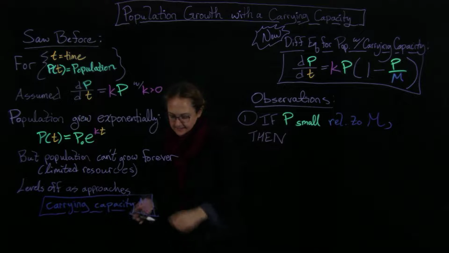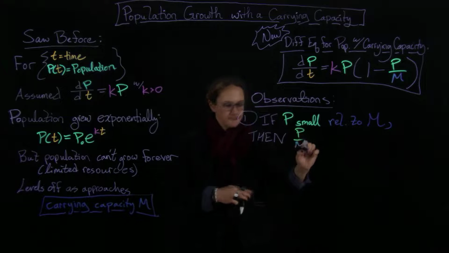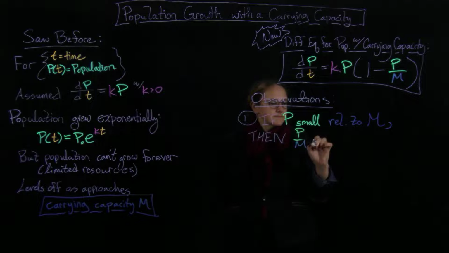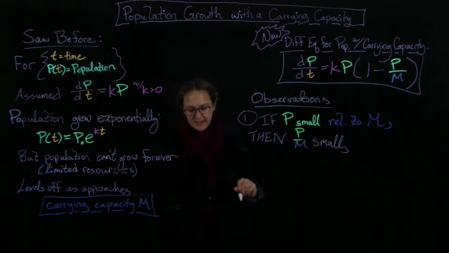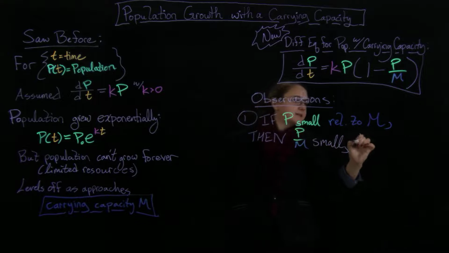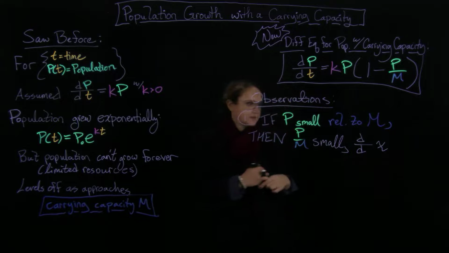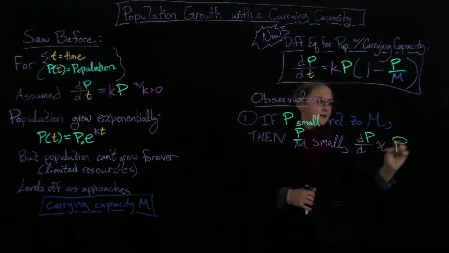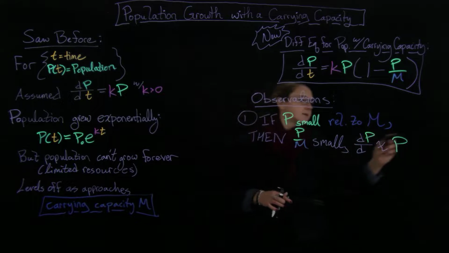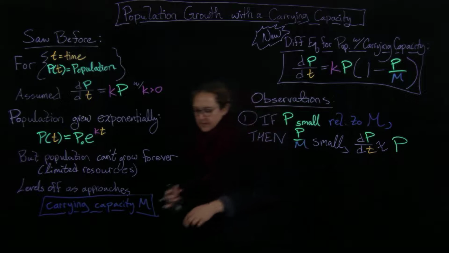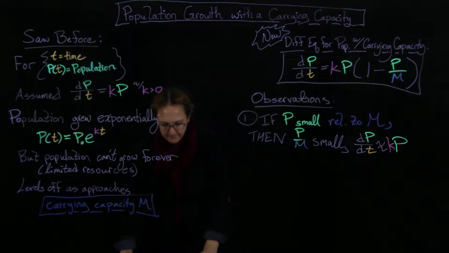that's going to tell us that P over M is also going to be small, right? Well, looking at our equation, if P over M is small, then this is going to be very close to kP. So dP/dt is going to be approximately kP, so we're very close to the rate of change being proportional to the population, okay?